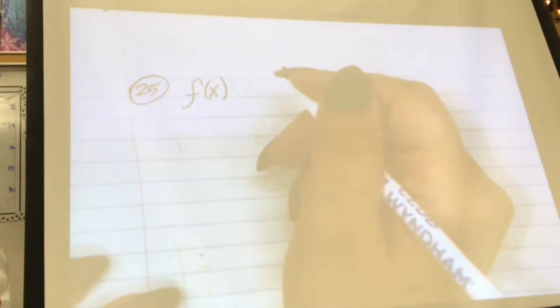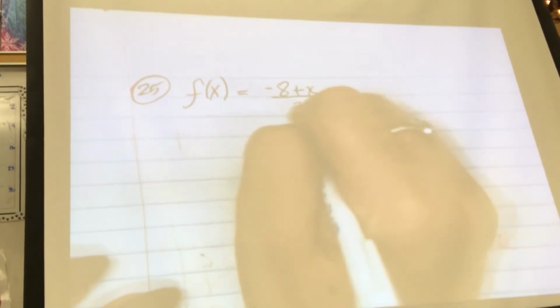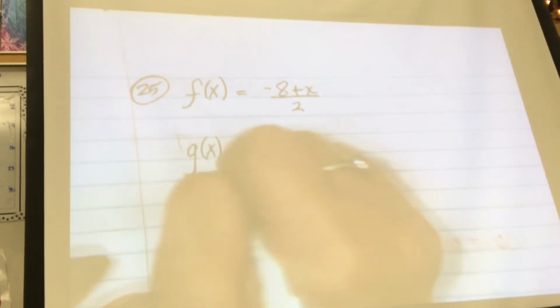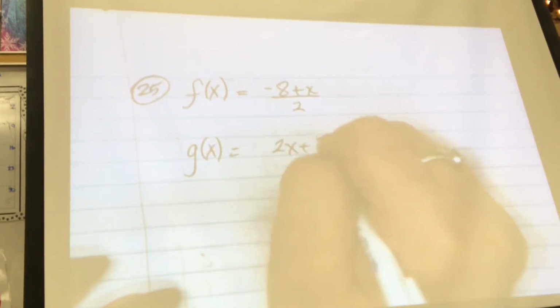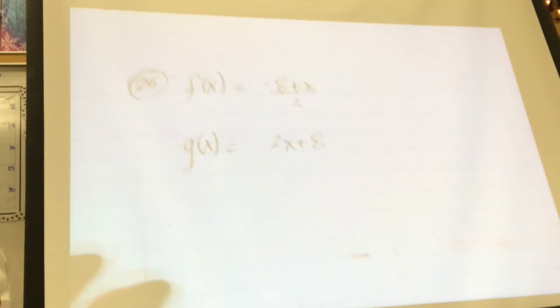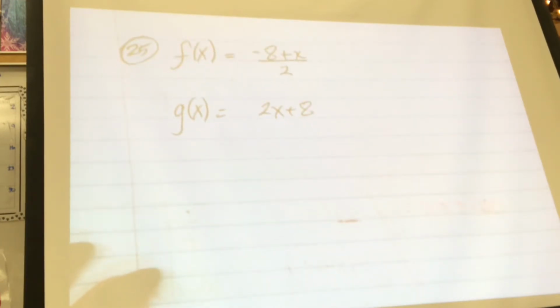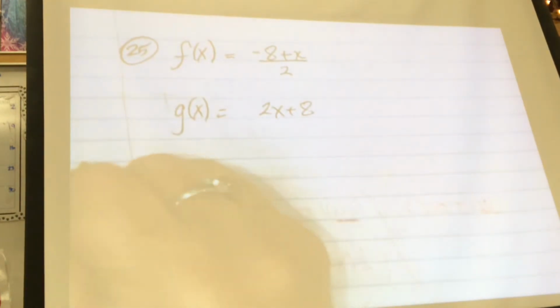You got it, Zoe? What is it? f of x equals -8 plus x over 2, and g of x equals 2x plus 8. All right, let's go. We want to do both composite functions.